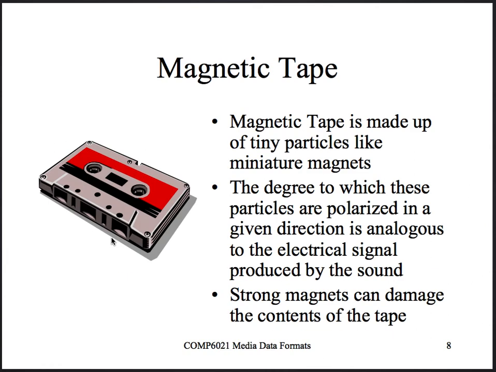Magnetic tape did much the same, except you had these tiny miniature magnets almost. And you could magnetize them in a different direction. And the extent to which where north was pointing would give you an analog for the signal. And you could have different tracks on the same tape, so you could have 4 tracks or 8 tracks.